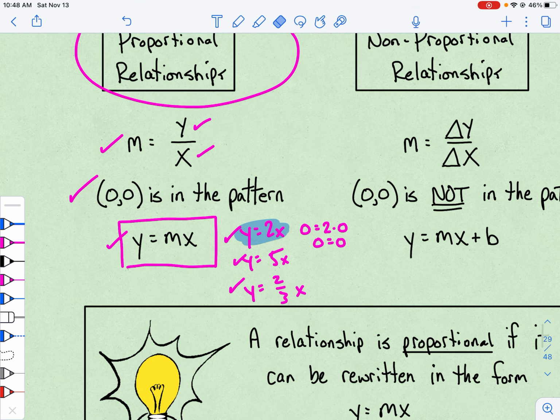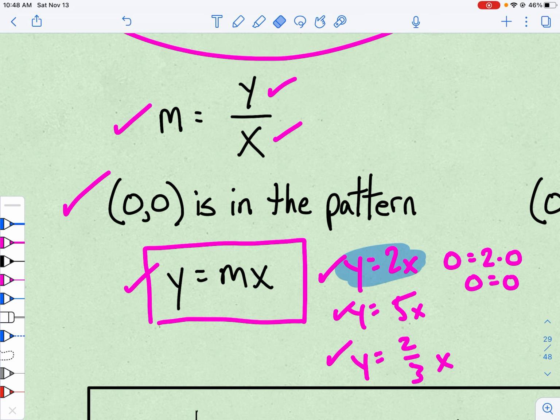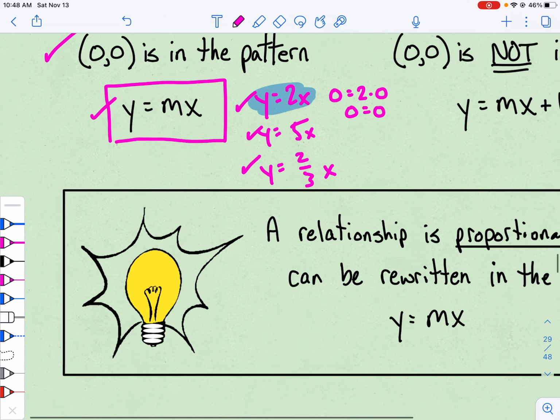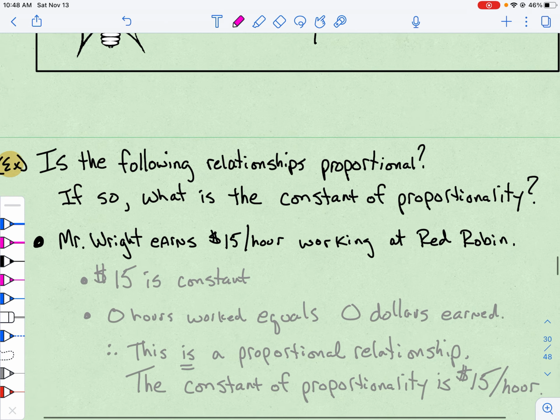So one more time, you need those three things to take place. You need y divided by x to equal your slope. That's the first item. You need (0, 0) in the pattern, and you need it to be able to be written in that form, y = mx. We have that piece in the light bulb. All right, here we go.